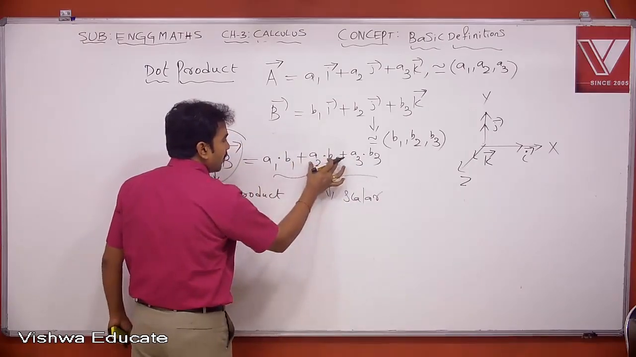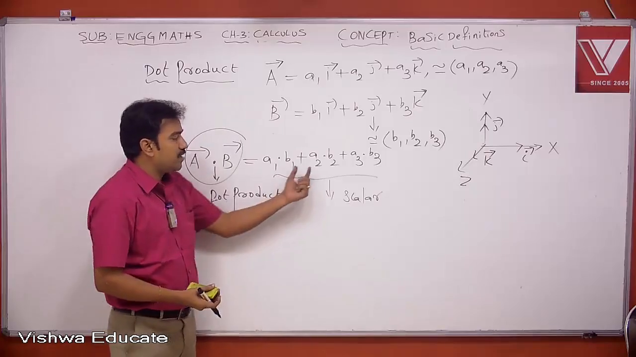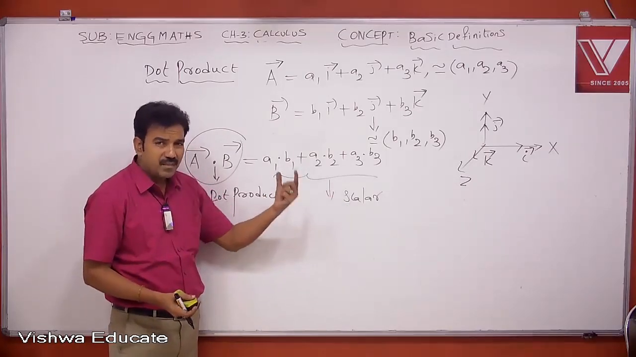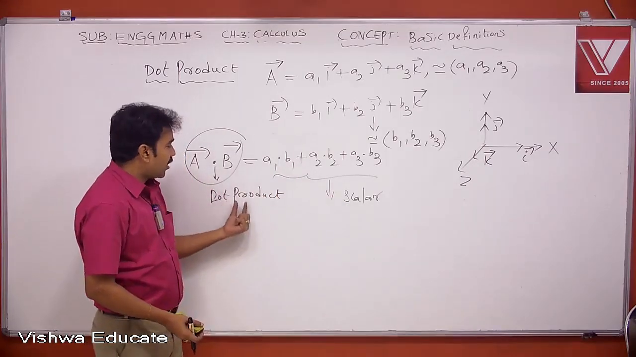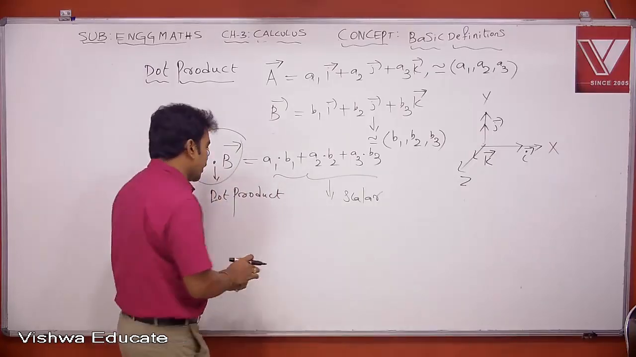A1 dot B1 plus A2 dot B2 plus A3 dot B3. And this expression is a scalar quantity. So the conclusion is the dot product of two vectors is always a scalar. Let us take an example.